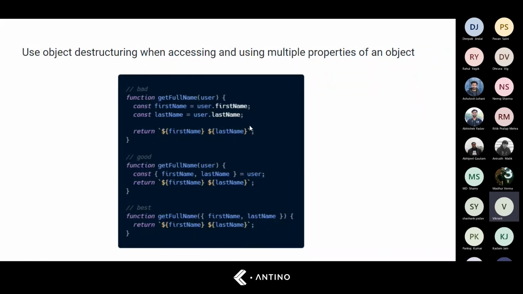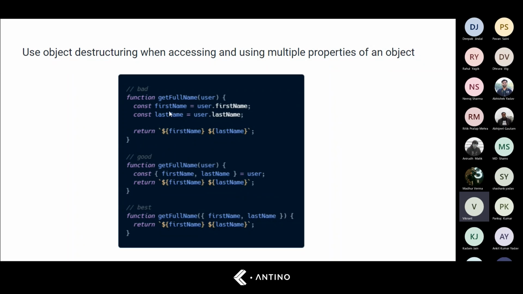Okay, the main purpose of destructuring is that it was an addition to JavaScript to make the code look more precise and easier to read. Because as you can see in the bad section here, we have two variables, first name and last name. It is trying to access the user object and it is accessing the first name property of that user and storing the first name basically.